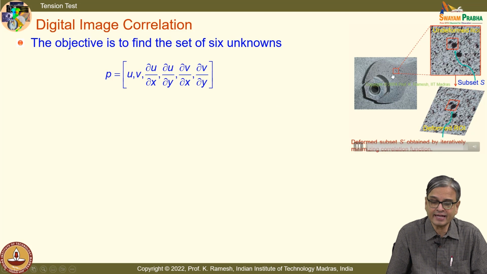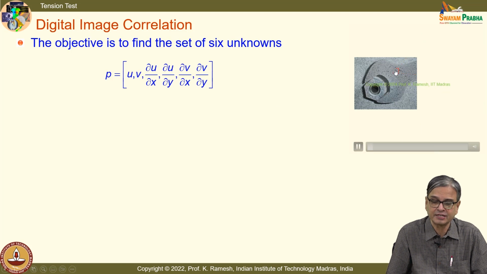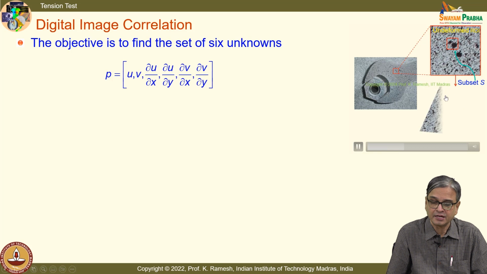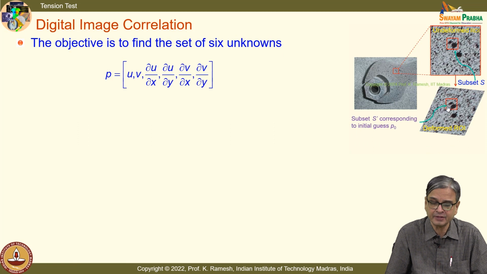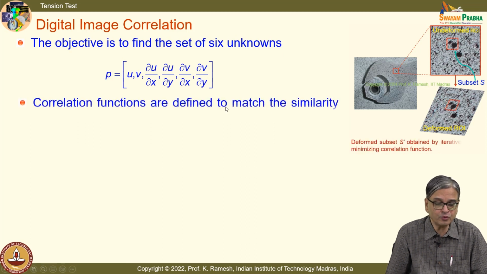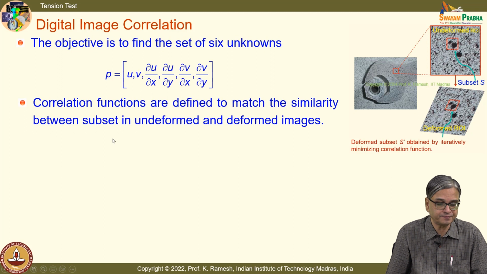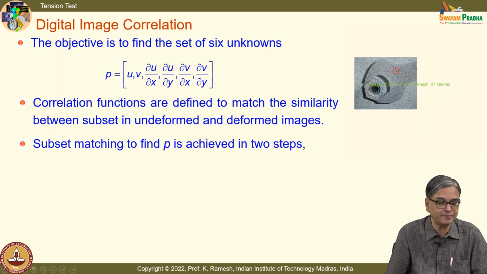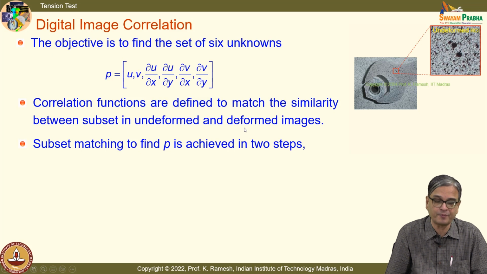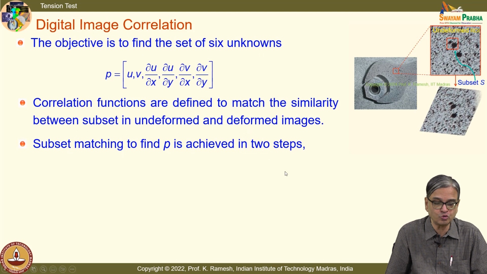So, what I do is I have a small subset, and then this subset is moved on the deformed speckles, and you first locate where it has moved by intensity measurement. There is a correlation coefficient that you develop, and then you improve by an iterative methodology. The correlation functions are defined to match the similarity between subset in undeformed and deformed images, and subset matching to find P is achieved in 2 steps.